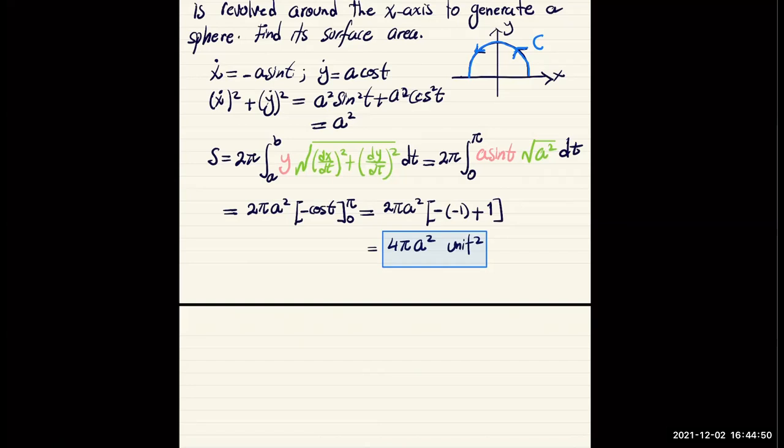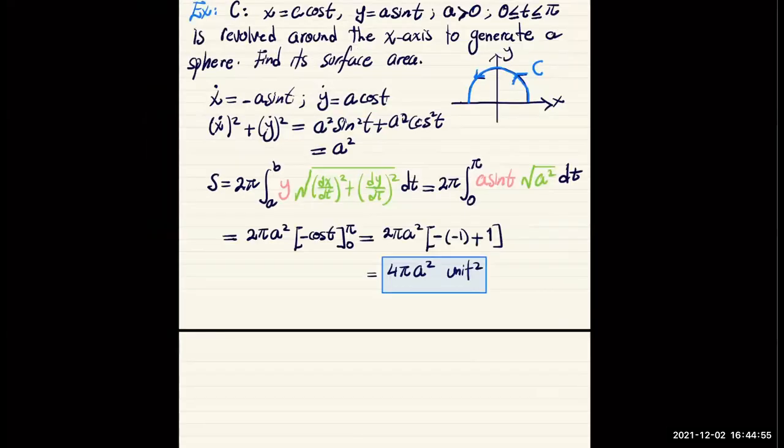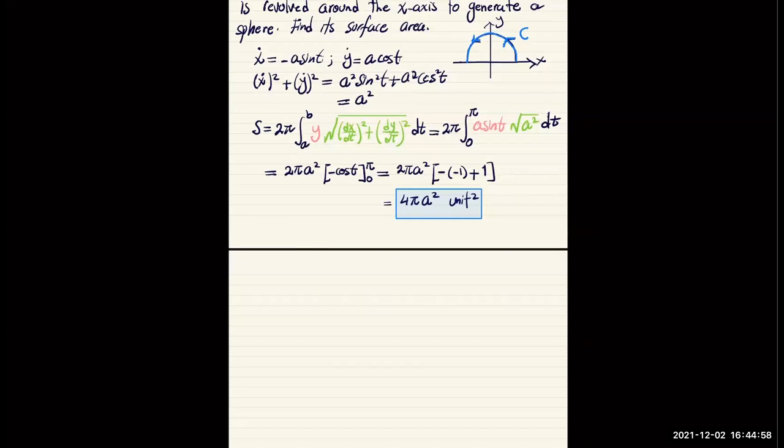You can do a lot of fun stuff with this. You can take a circle, let's say a shifted circle, like that. If you revolve that around the x-axis, it will generate a donut, and then you can find its surface area. Okay.